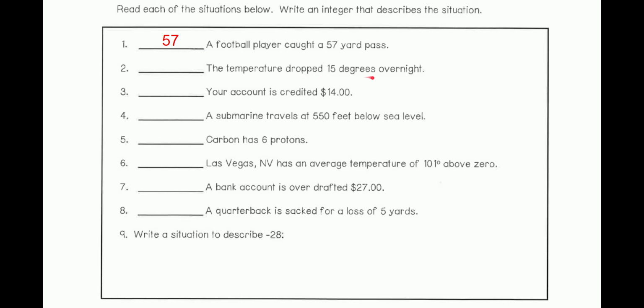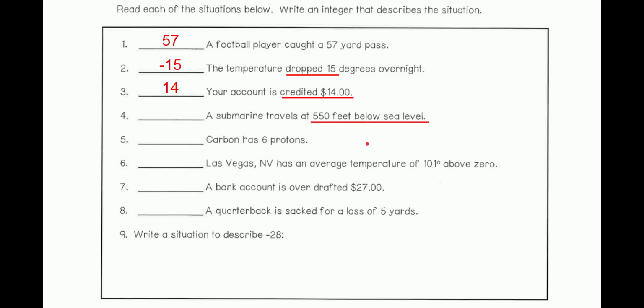The temperature dropped 15 degrees overnight. So you want to look at dropping 15 degrees. Remember, dropping down, bad, that's going to be negative 15. A mathematician is going to rewrite that as negative 15. He can't use words. He's only going to use numbers in his mathematical expression. Your account is credited with $14. Well, remember, a credit is good. So that would be positive 14. You can write the plus in front of it. You don't have to.